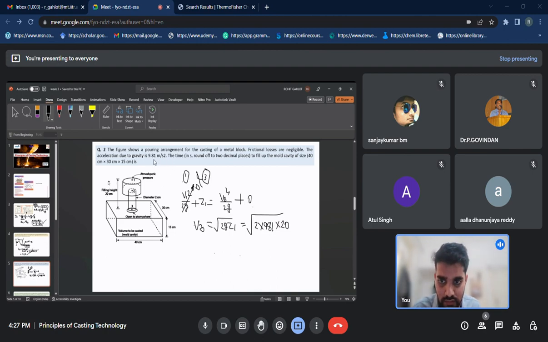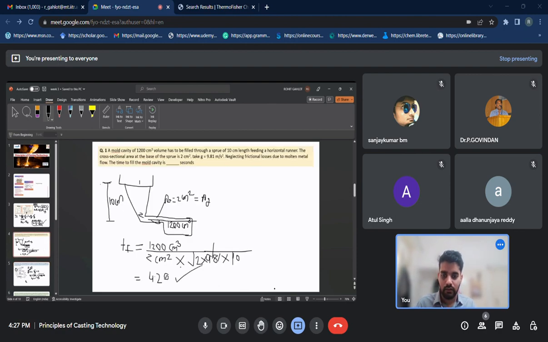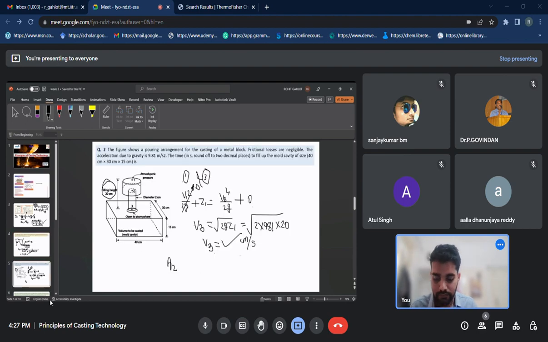Which I can calculate as 2 times 981, multiplied by 20, as the filling height is 20 centimeter. If I calculate, I will get V3 in centimeter per second. Then I will apply the continuity equation.